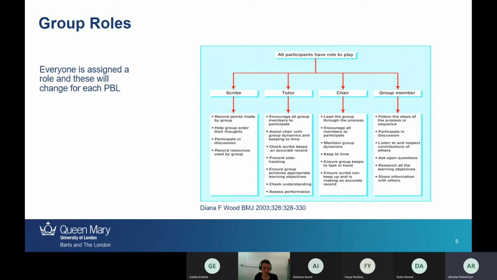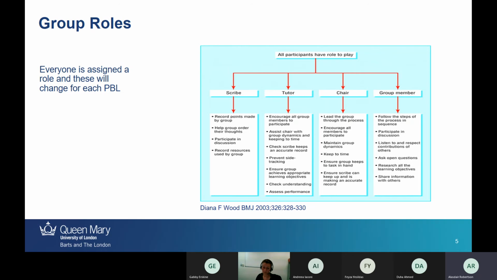So the tutor is the academic tutor from the university and every PBL group will have one. They kind of make sure that the group stays to task, everyone participates, make sure that students have understood the problem, assessing their performance. And then the other 3 roles that you can see on the screen will link to the individual members of the group.